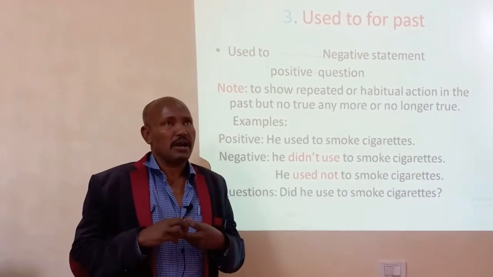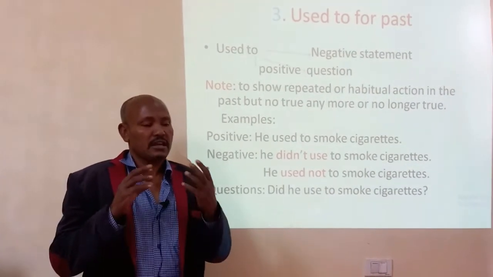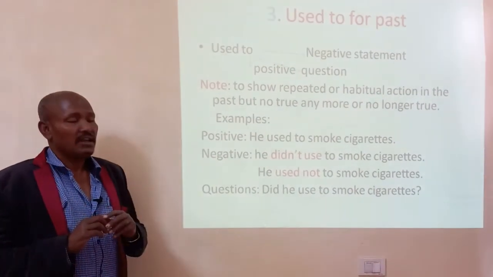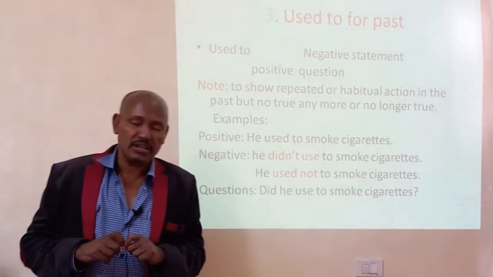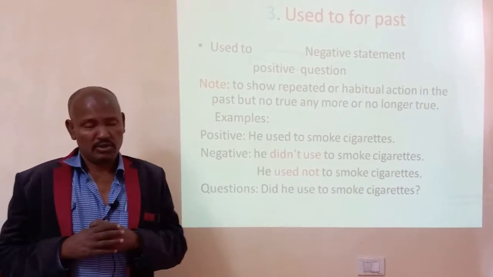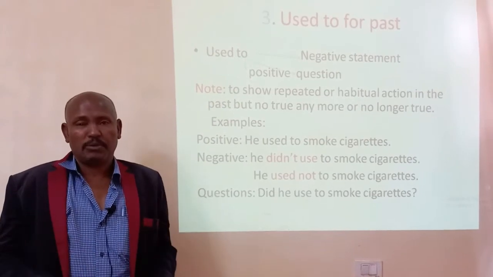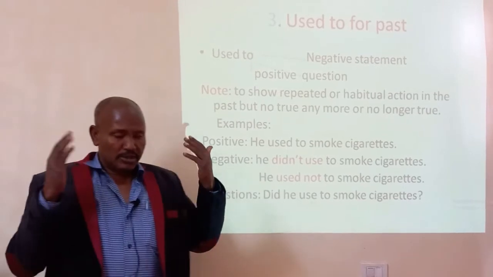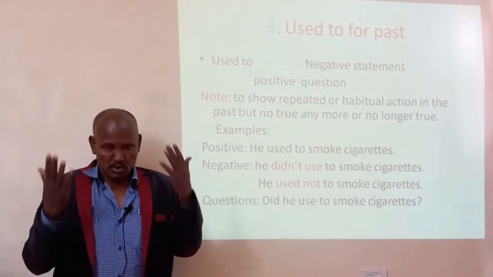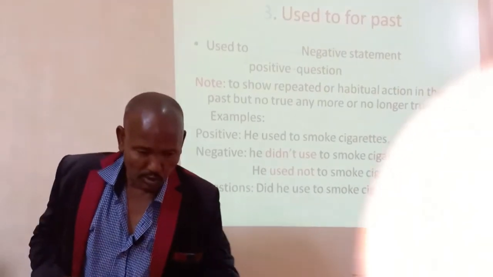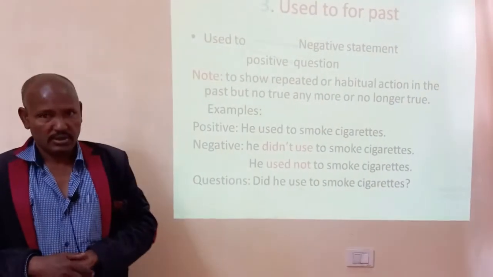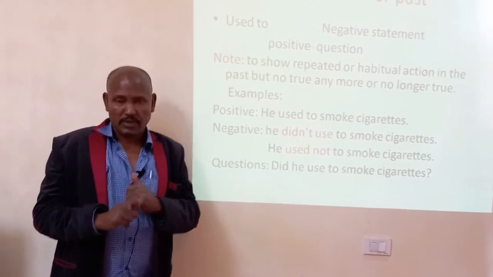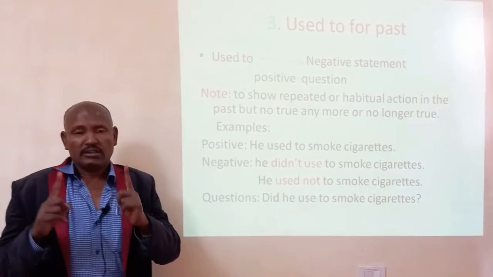The third simple past verb that we use is different from was and were or did. Used to means an action happened regularly in the past but not anymore, or an action habitually happened in the past but is no longer true. I repeat: an action happened regularly in the past but is not true anymore.